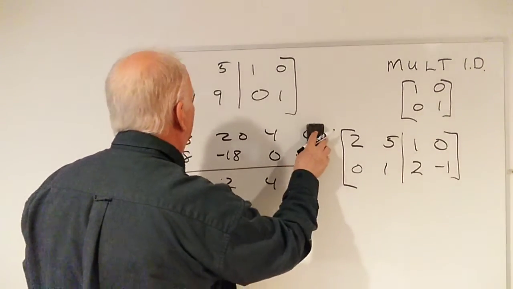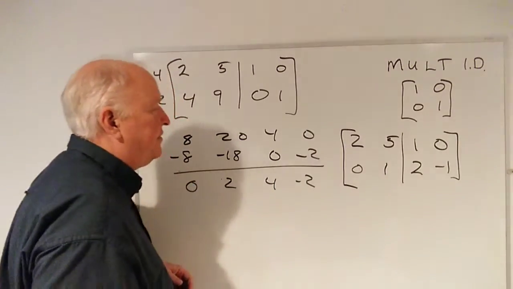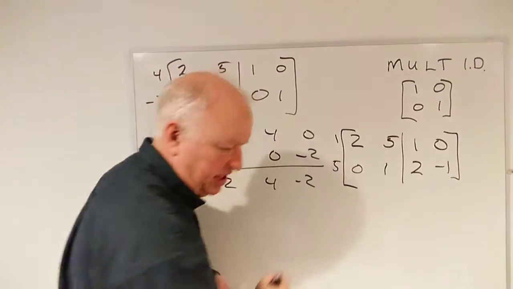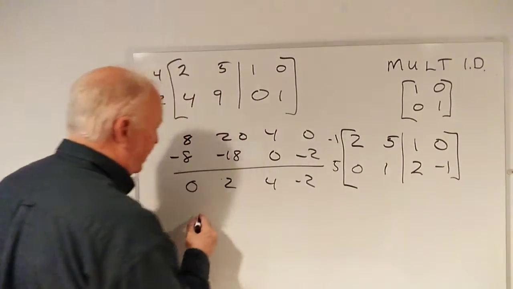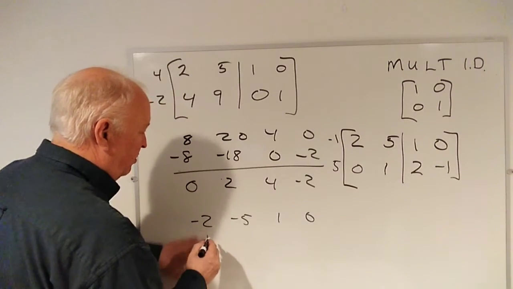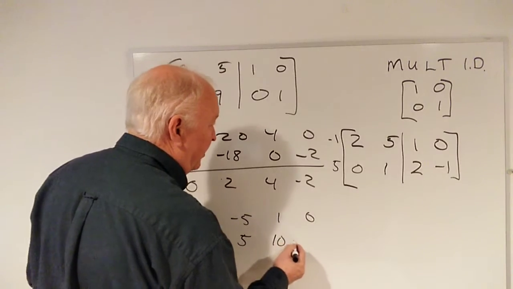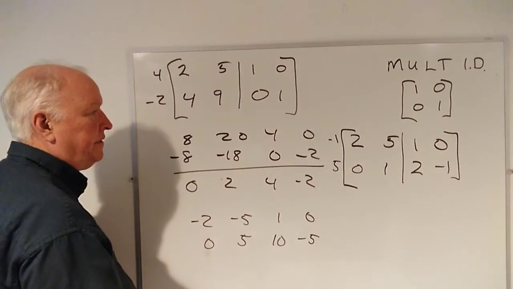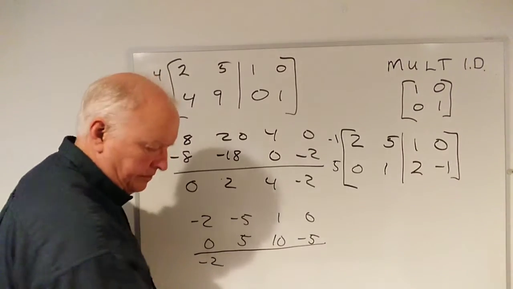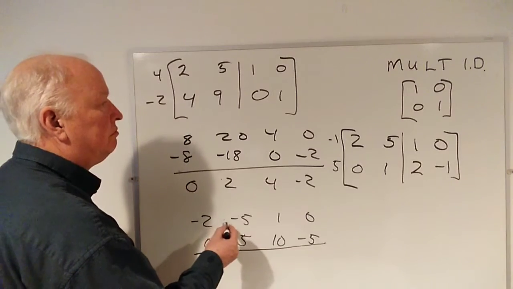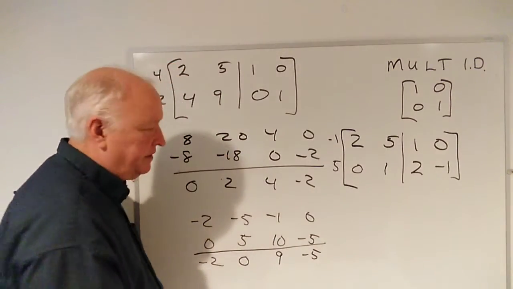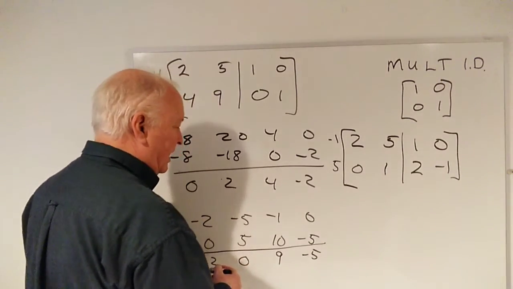Now the next thing that we want to do is to create a 0 in this position. So now I'm going to take these two and I'll switch the 1 and the 5, and let's make the 1 negative. And if we do that, we get -2, -5, 1, and 0. And on the bottom, 0, 5, 10, and -5. Add these together, you get -2. This should have been a -1. There we are. 9, 0, and -5. And so now let's replace that in the top row.